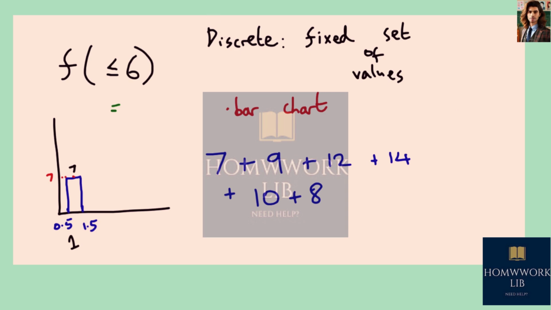Now let me add these numbers up, and I get 60. There were 60 times that the limit was exceeded by at most 6 items.